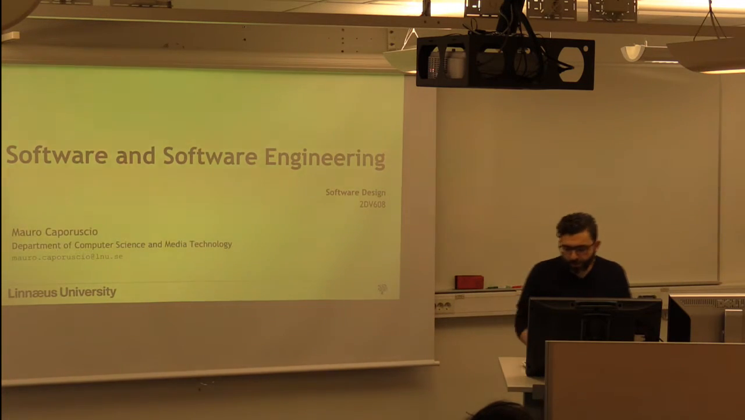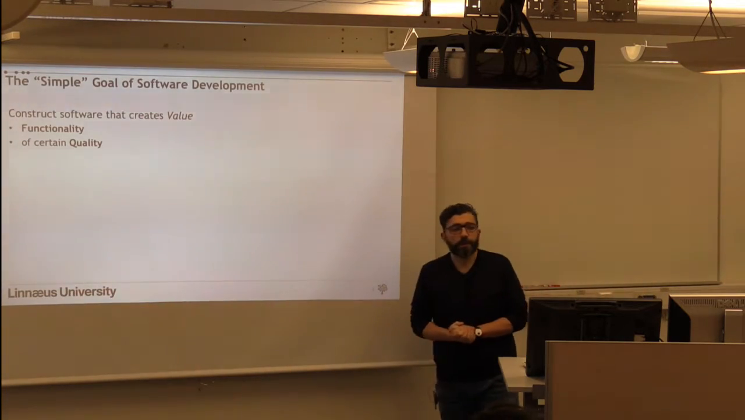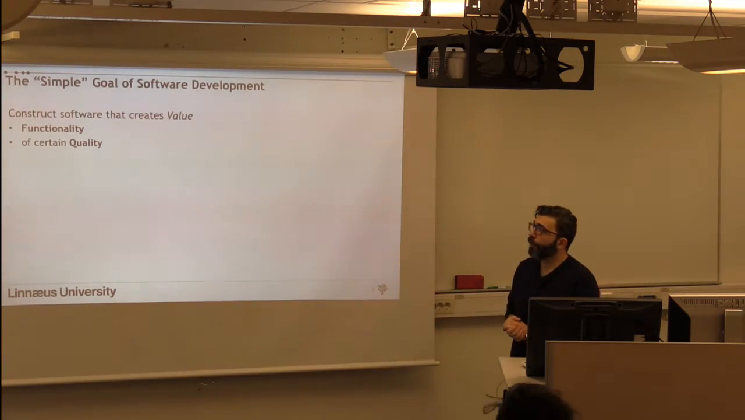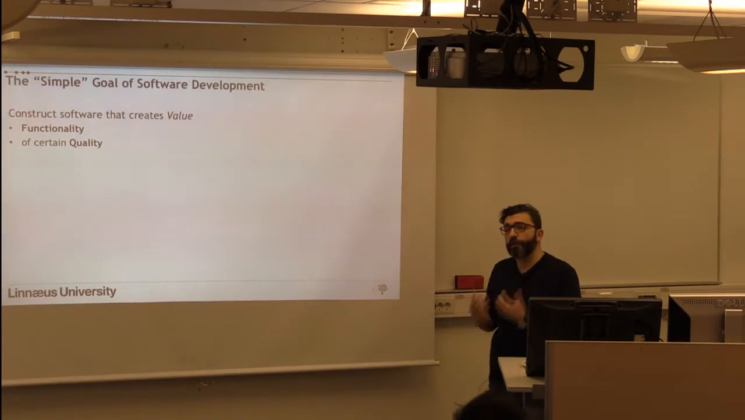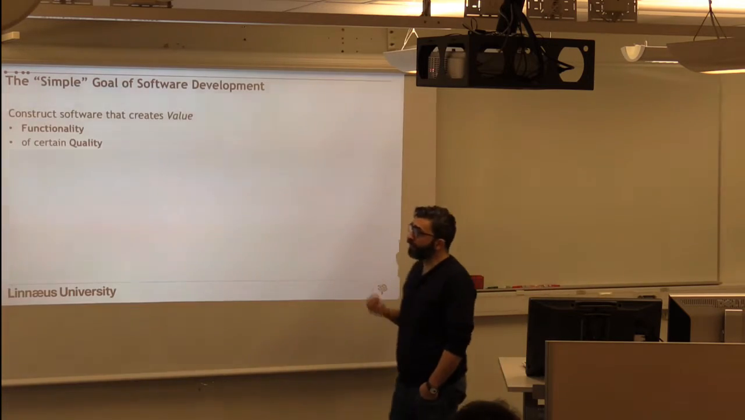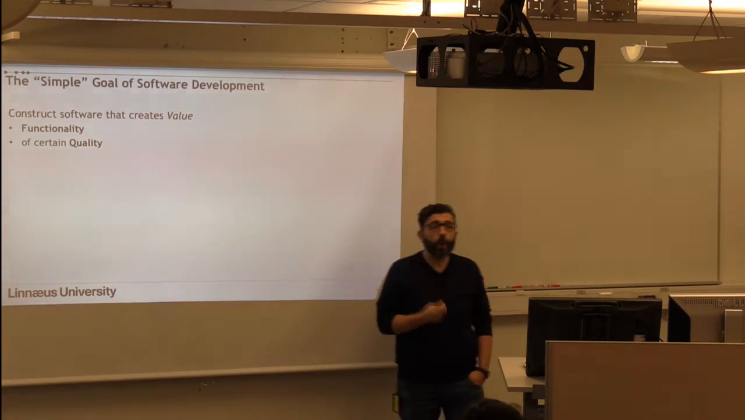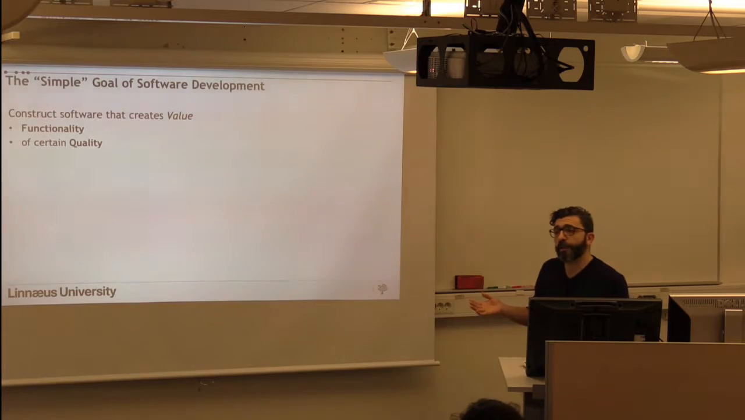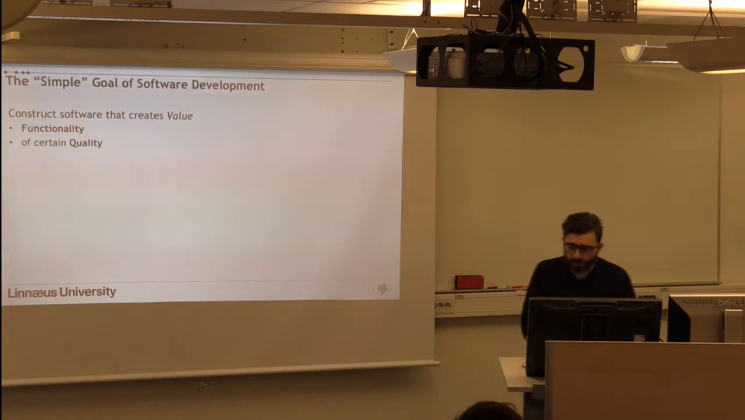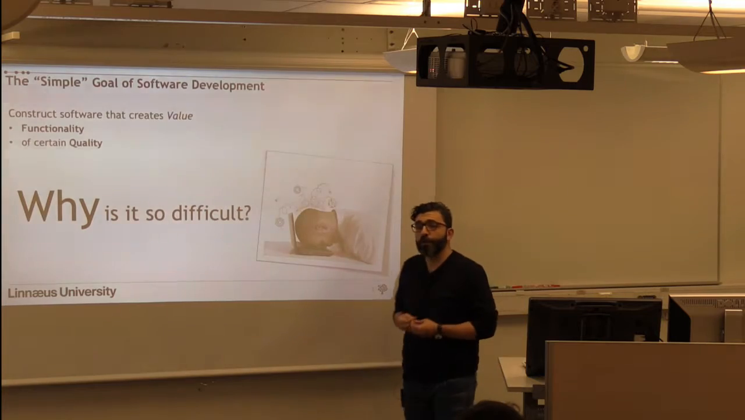So let me start with the simple goal of software development. When we develop software, our goal is to build software that creates value. And value is the functionality provided by the software that we want to create and the quality. It's a very simple goal, isn't it? So we want to build a software with quality. So the question is, if the goal is so simple, why is achieving this goal so difficult?